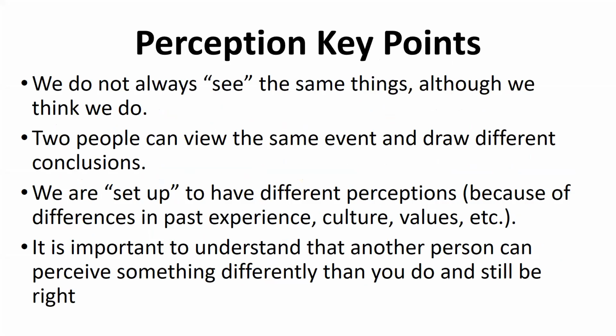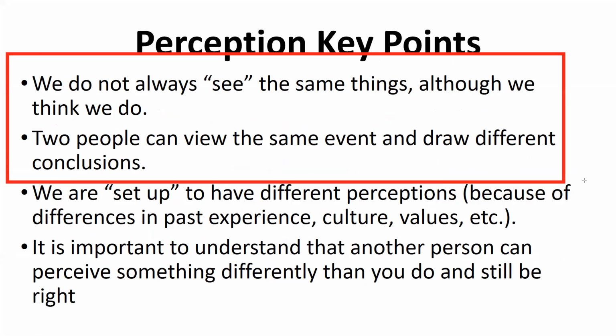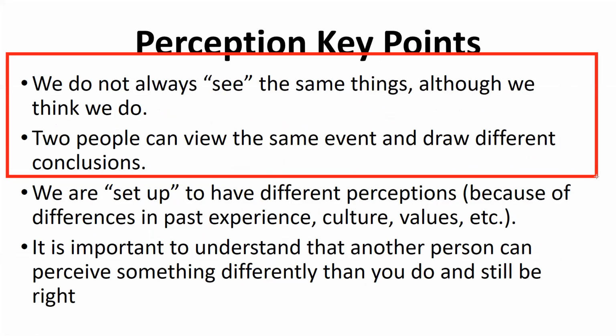Key points of perception, key features of perception. These are crucial features which every doctor has to know. Let's discuss them one by one. Now, we do not always see the same things. Yes, people can see things in a different manner, and two people can see the same object in a different manner, make a different conclusion about the same event, object, words, theories, or something like that.